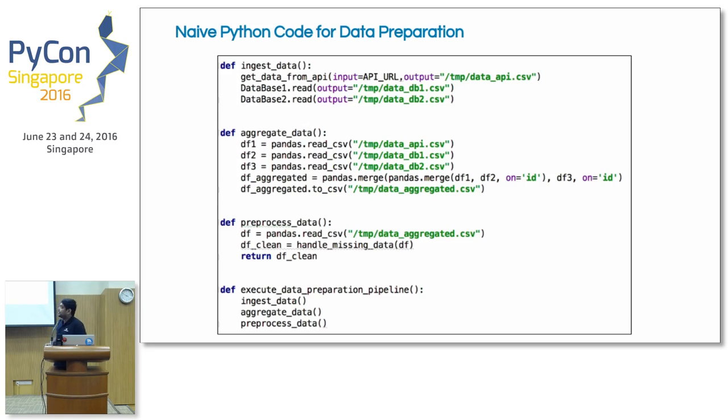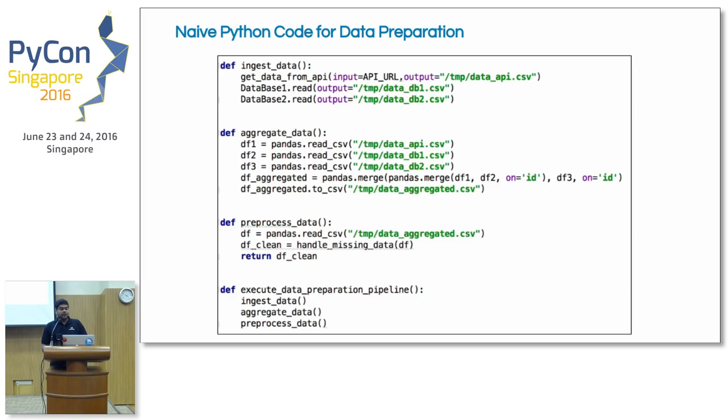You can see here you get the data from the API. You say this is the URL, and after you get the data, you output it to a CSV format. You also have database one, from where you read the data and store it into database1.csv. Similar for database two. I have used an example using the pandas library, which is a very common library used by machine learning and data science people.